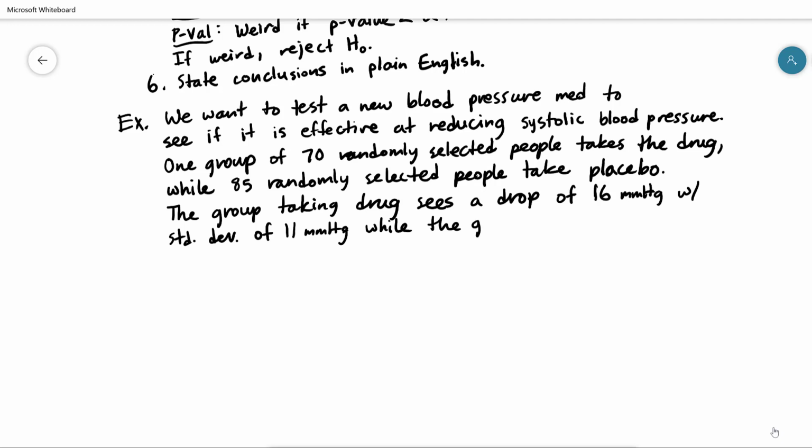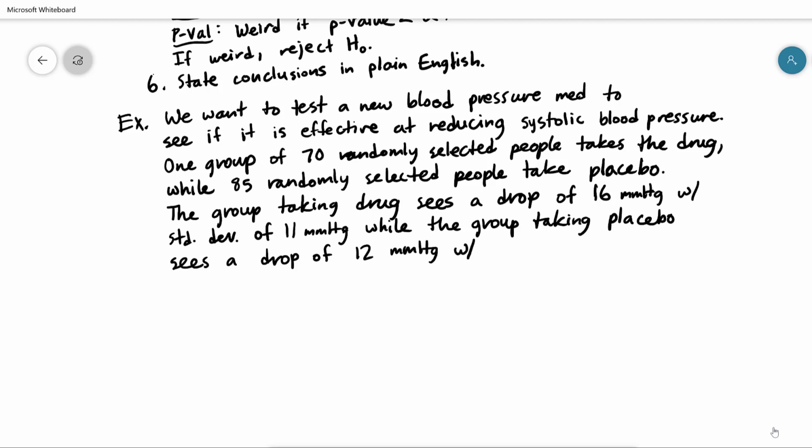while the group taking the placebo sees a drop of 12 millimeters mercury with a standard deviation of 6. Okay.